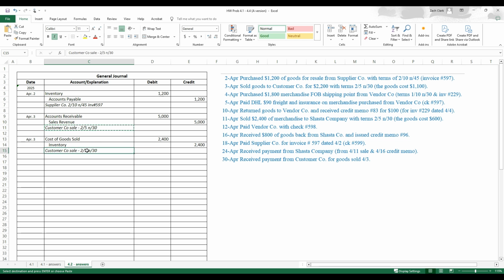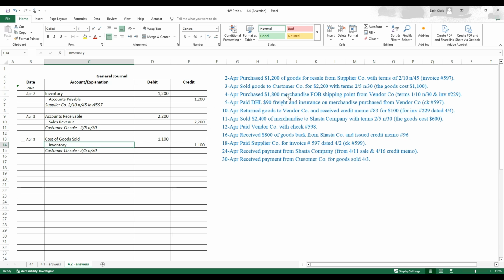I'm going to put the same description in both sides. Our accounts receivable in this instance was $2,200. That's what we sold the goods for. And the cost of goods sold was $1,100. Link that in. Okay, and same journal entries. Accounts receivable goes up, sales revenue goes up, cost of goods sold expense goes up, and inventory goes down.